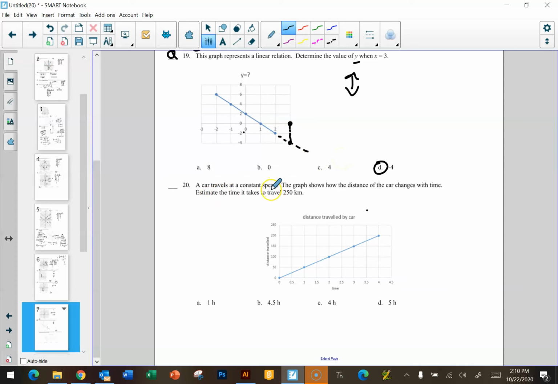A car travels at a constant speed. Okay, the graph shows how the distance of the car changes with time. Estimate the time it takes to travel 250. Okay, estimation means we're probably extrapolating here. And if we're extrapolating, we have to be able to assume that the graph continues in the same format. So it looks like this line. I'll actually use the line tool because it'll be a little bit more accurate. So it looks like this line kind of continues on like that. Hopefully I didn't mess that up too much. Yeah, that looks pretty good.